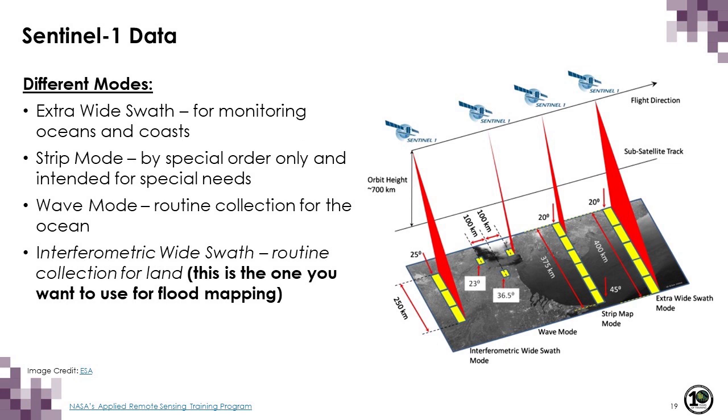Sentinel-1 has different modes of operation as listed here. There's the extra wide swath mode, and that's for monitoring oceans and coasts. There's a strip mode, and that's by special order only, and it's intended for special needs like disasters. Then there's the wave mode, which is intended for oceans. And finally, there's the interferometric wide swath mode, which makes routine collections over land. And this is the one you want to use for flood mapping.